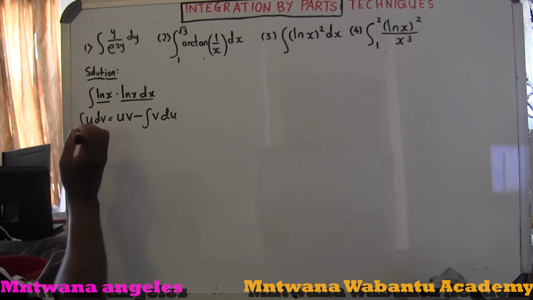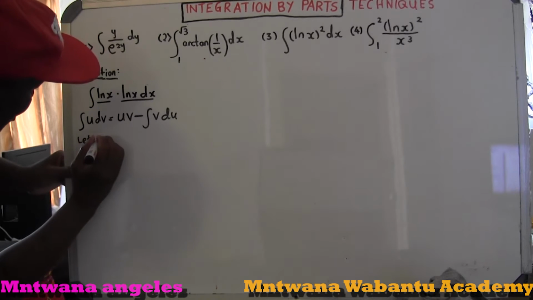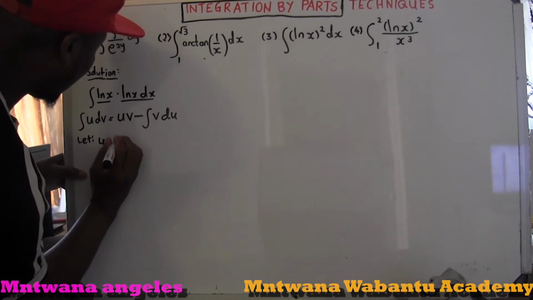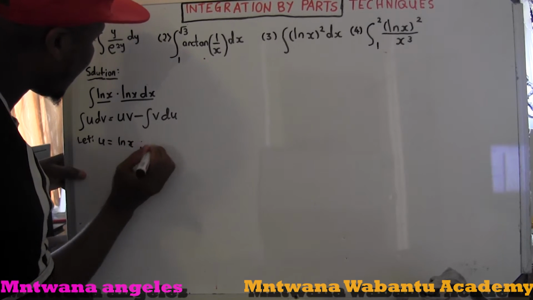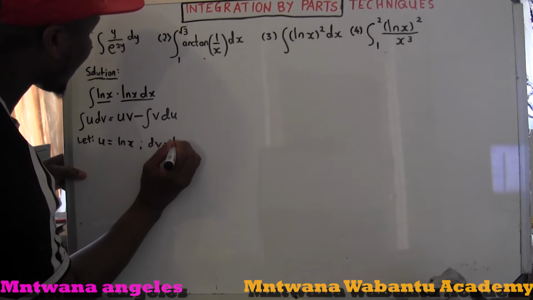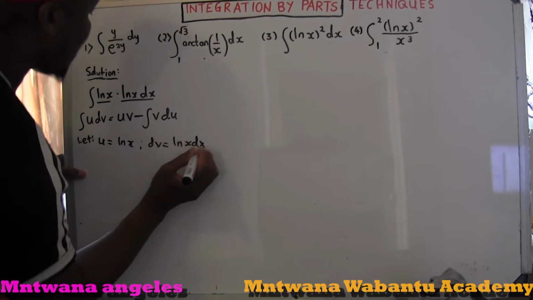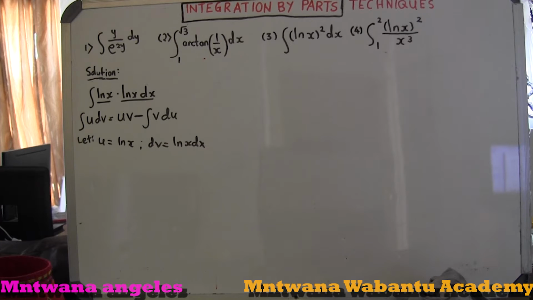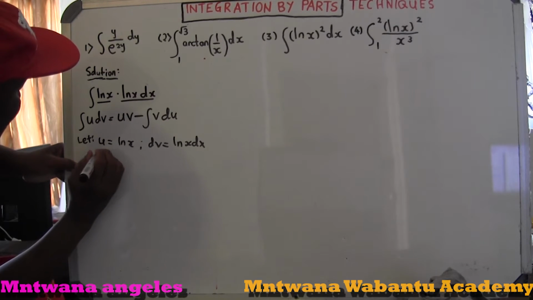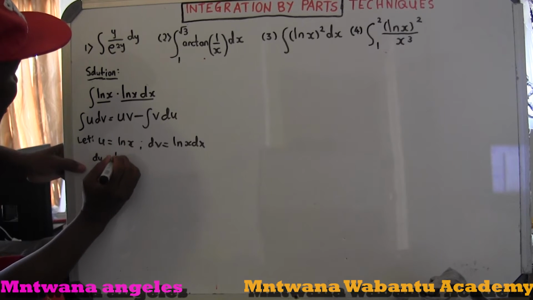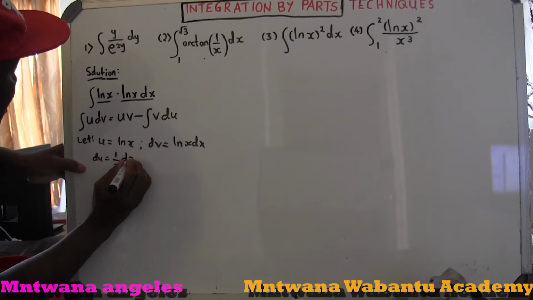Let u equal ln of x and dv equal ln of x dx. So now we go. I'm going to have to differentiate this. When you differentiate u, you get du. When you differentiate ln of x, you get 1 over x dx.